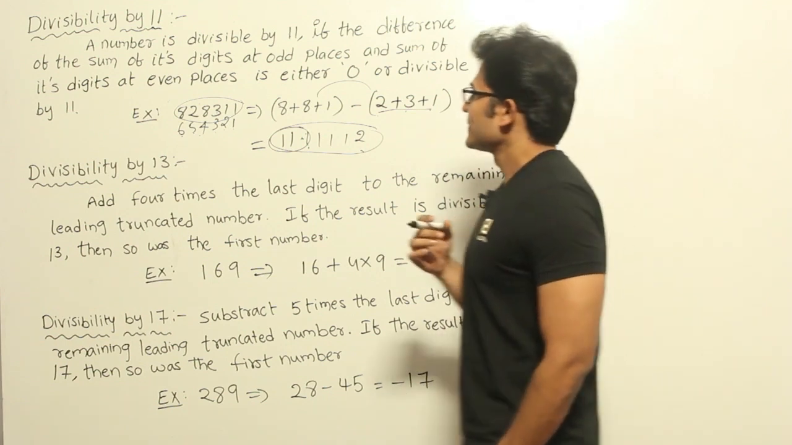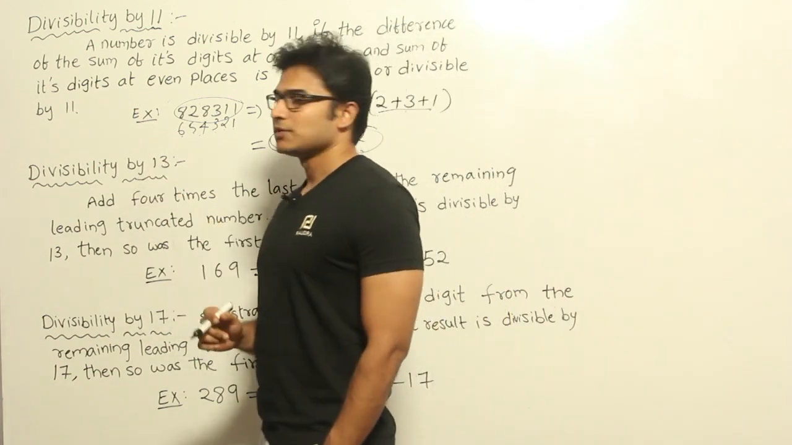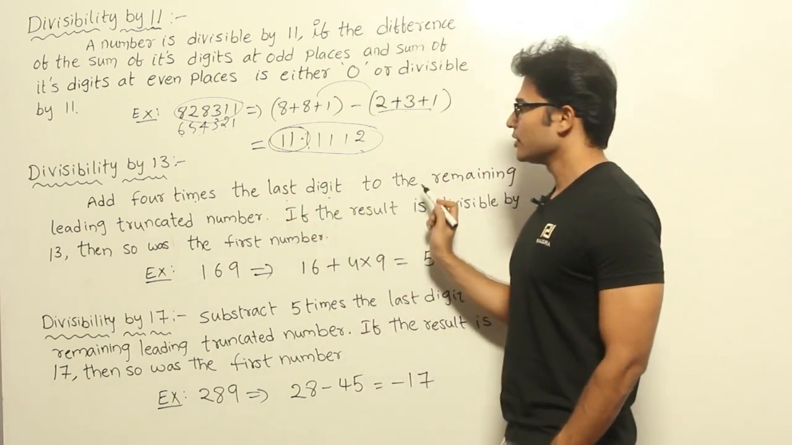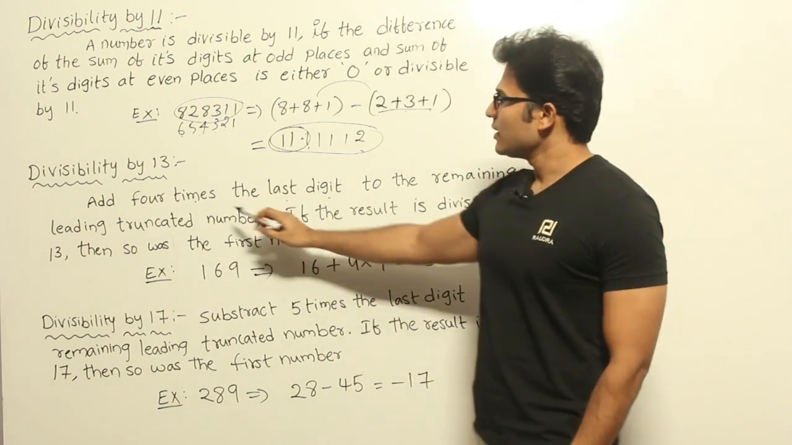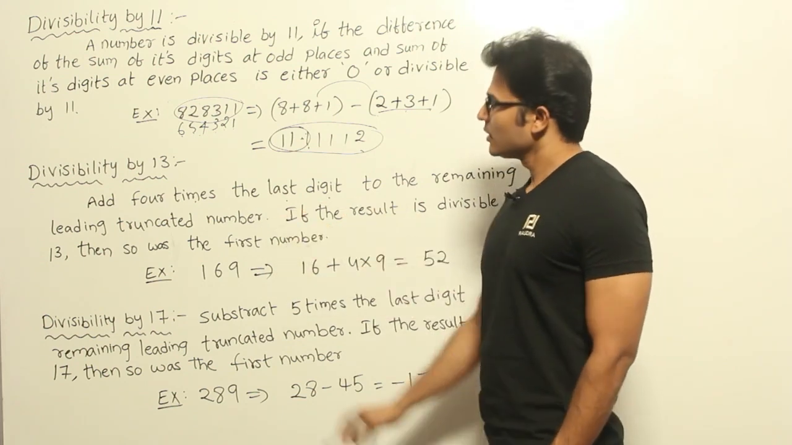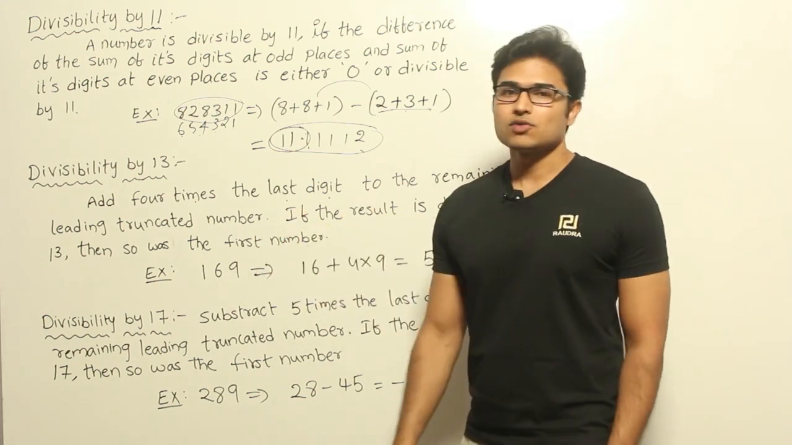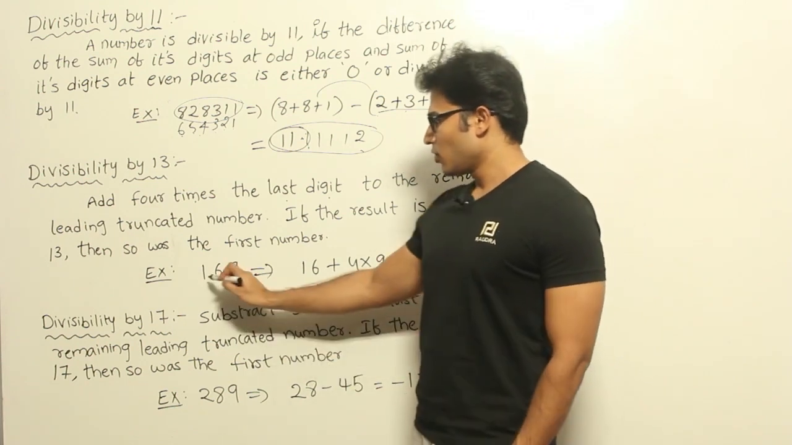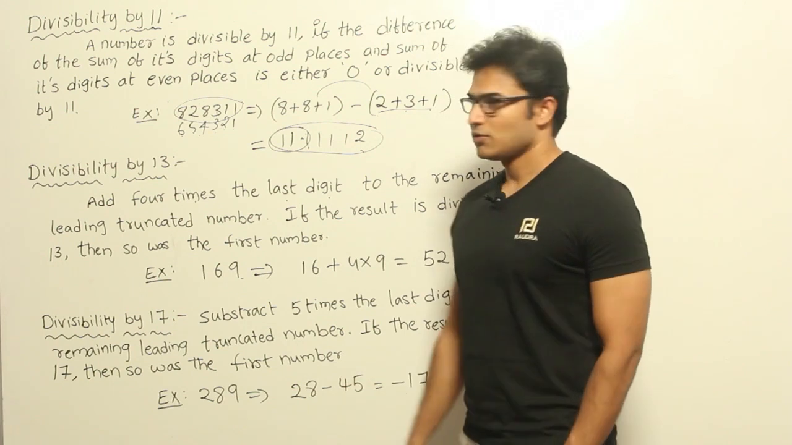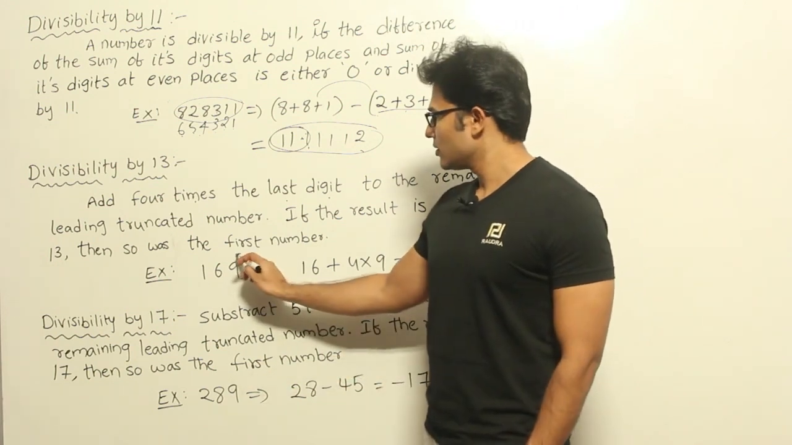Okay. Now next one is divisibility by 13. Add 4 times the last digit to the remaining leading truncated number. If the result is divisible by 13, then so was the first number. So what it means is, if you want to check whether this number is divisible by, let's say, 13 or not, then you take the last digit.